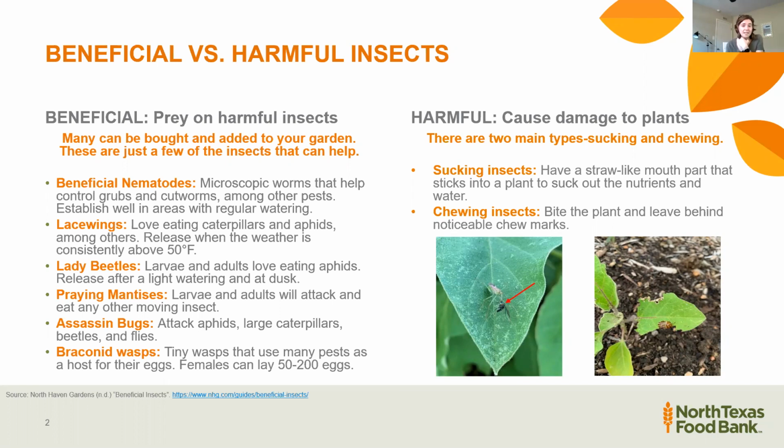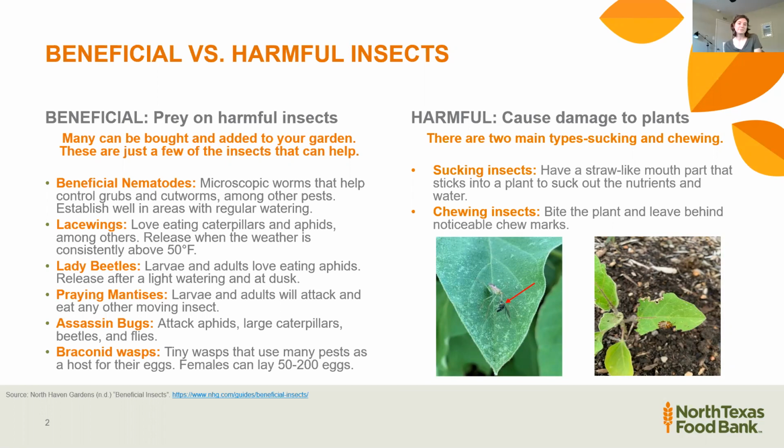There's something called an assassin bug. And these like to attack aphids and large caterpillars, beetles, and flies. And we also have braconid wasps. And these wasps also are going to find soft-bodied insects, and they're going to lay their eggs in them.